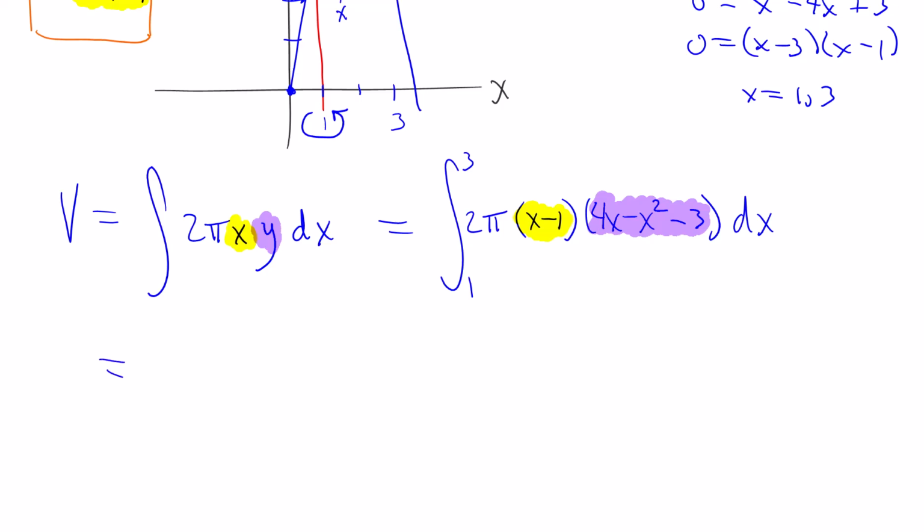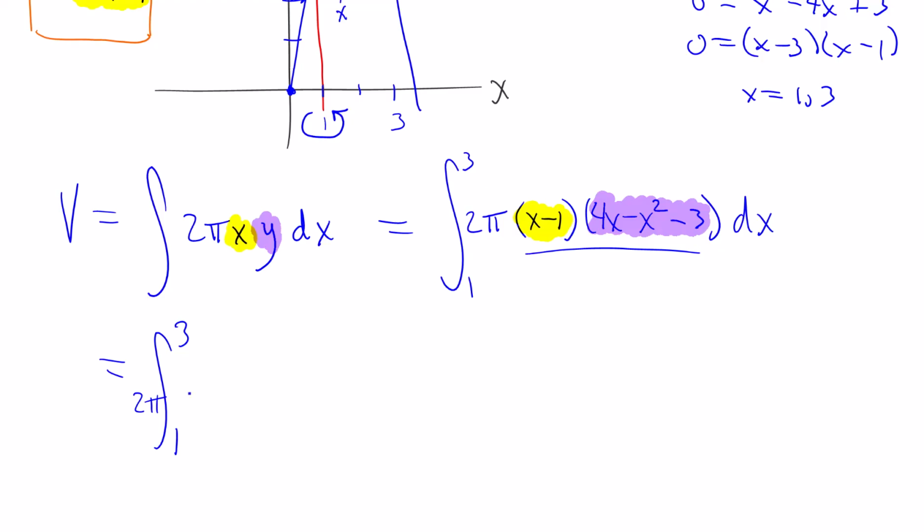So we'll say our integrand equals the integral from 1 to 3. You can put the 2 pi constant out in front of the integral if you'd like. And then we have x minus 1 times 4x minus x squared minus 3, which is all bound in parentheses there. If we multiply all of that together, it's a lot of algebra.